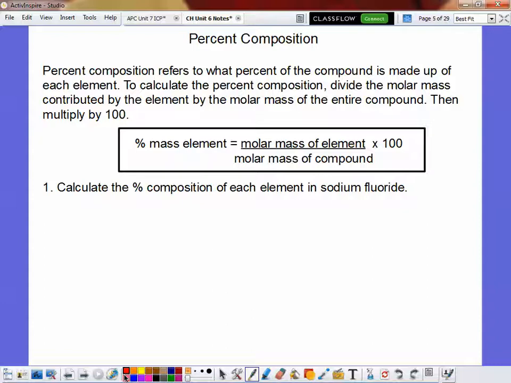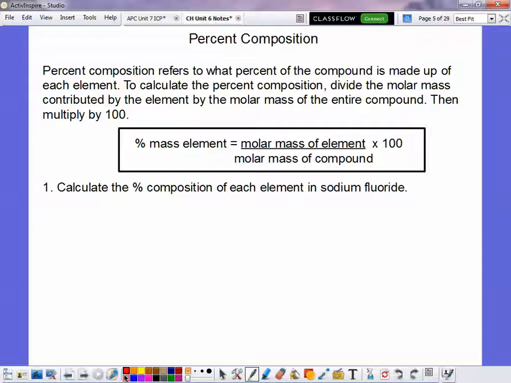So the first step we're going to have to do is write the chemical formula of the compound we're looking at. And then calculate the total molar mass and then do the percentages. So for our first example, we want to calculate the percent composition of each element in sodium fluoride. So we're going to write out the formula for sodium fluoride.